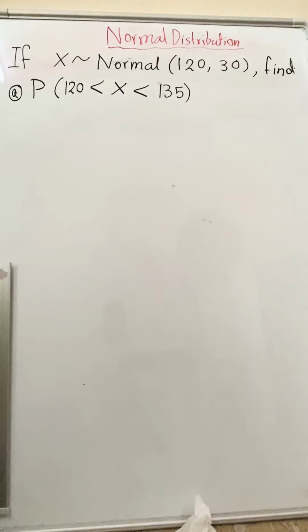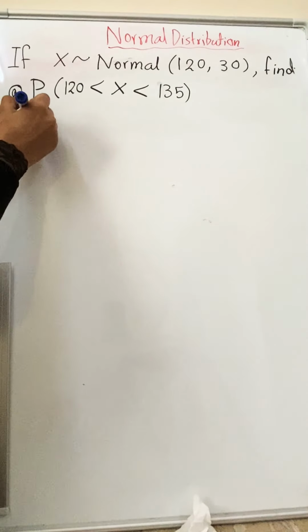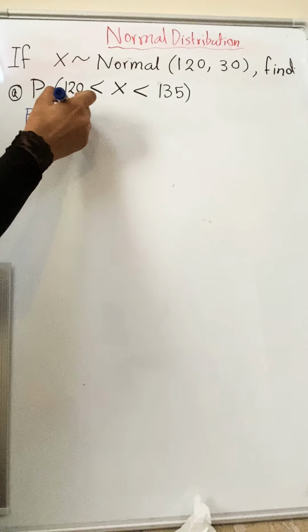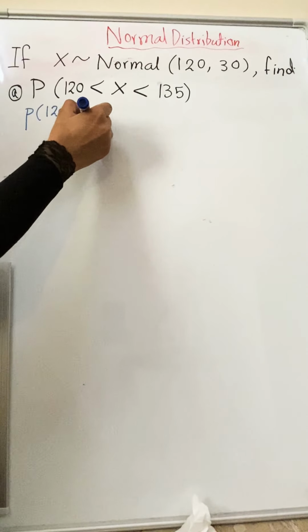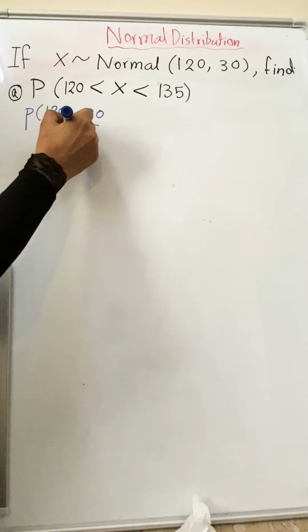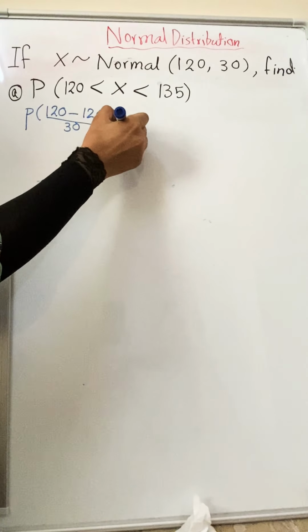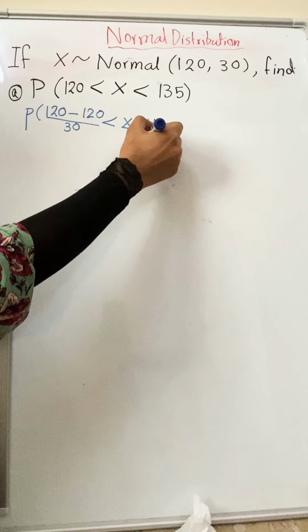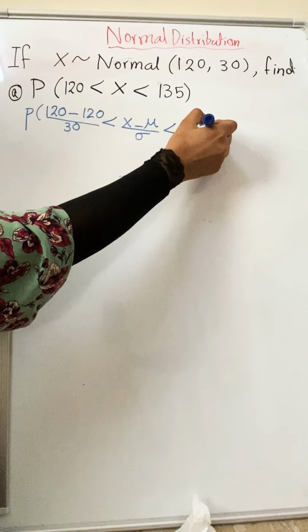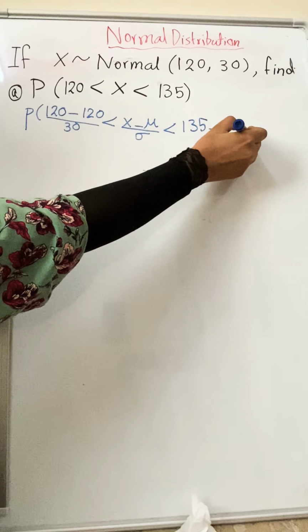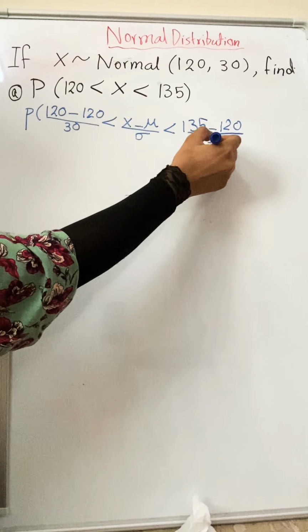So in order to find the probability, as I told previously, you have to convert your x to z. So here what we are going to do is convert our x to z by subtracting the mean from 120 and dividing by the standard deviation. So x minus mu divided by sigma, again 135 minus 120 divided by the standard deviation.